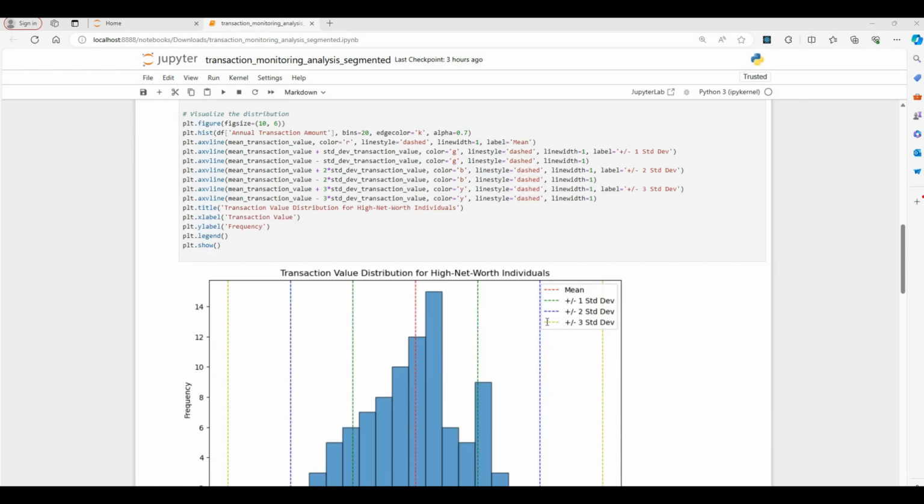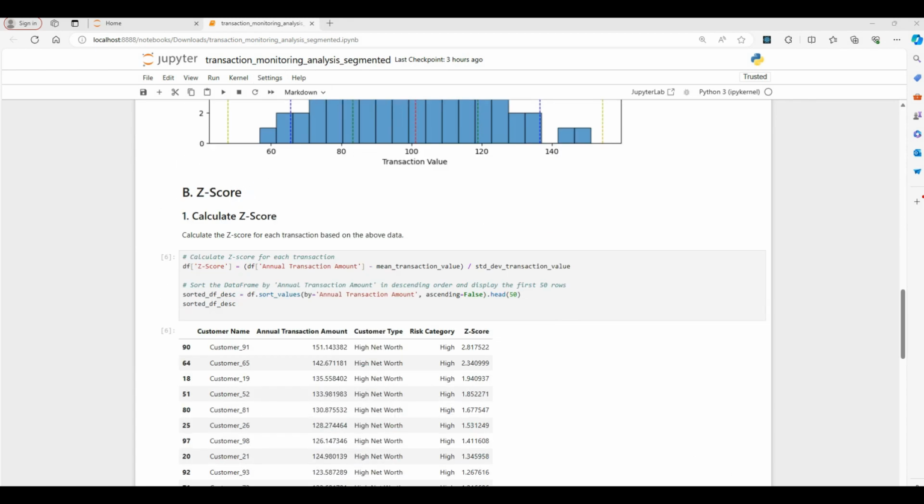Now let's look at Z score. This is another statistical tool that we have to create threshold values for our scenarios. Now let's explain what Z score is. Z score, also known as the standard score, is a statistical measure that indicates how many standard deviations a data point is from the mean of a dataset. It is used to standardize data and compare individual data points to a standard normal distribution.